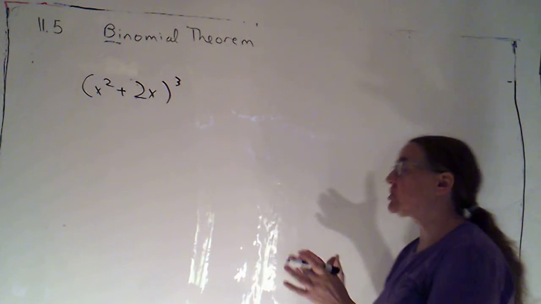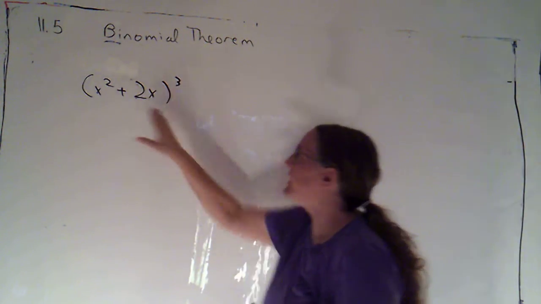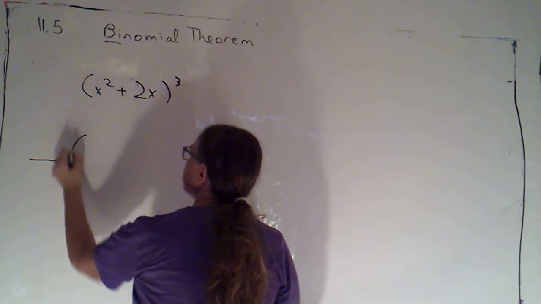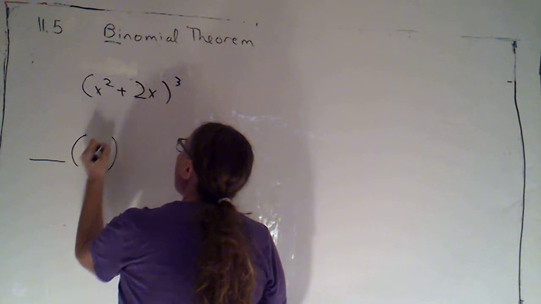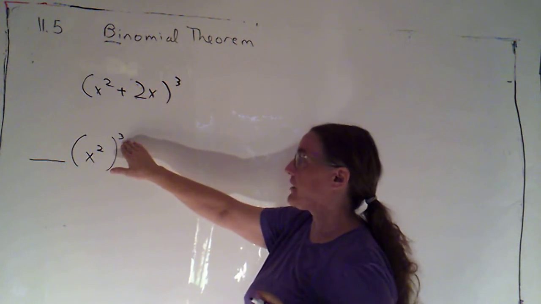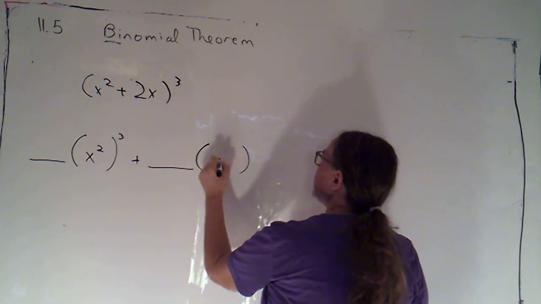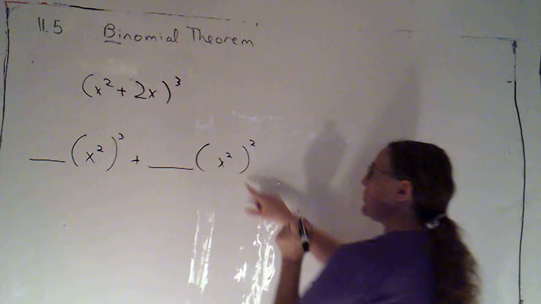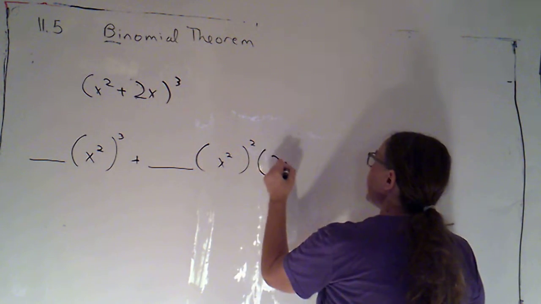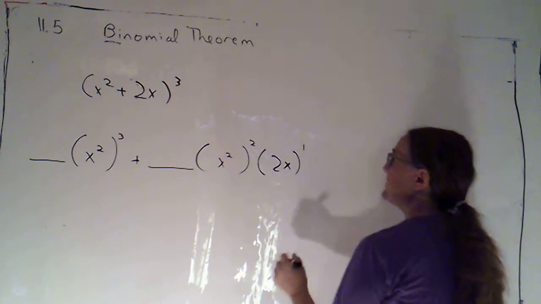So all of my terms are going to involve three factors, each of which is either an x squared or a 2x. So I'm going to have some copies where all three factors are x squared. So that would be x squared to the third power. Plus some copies, now I'm going to have one less power for the x squared. So x squared just squared, and then I'll have 2x to the first. So the exponents still add up to 3.